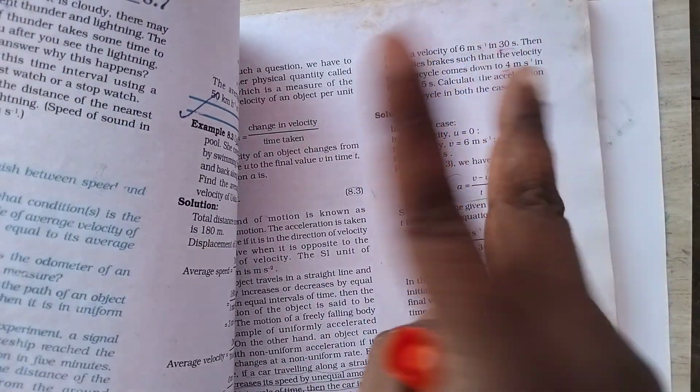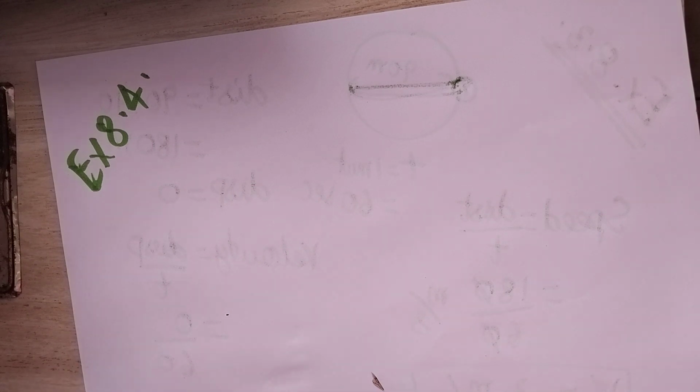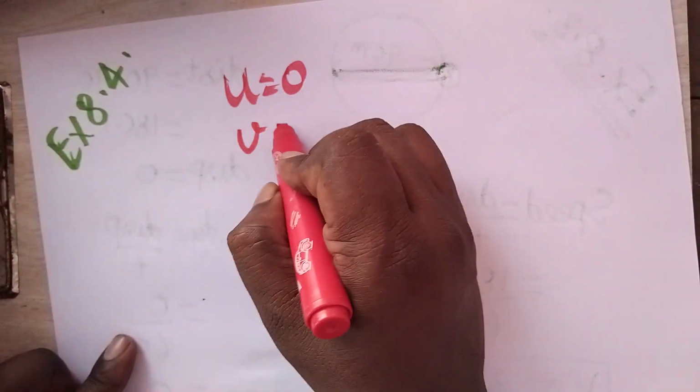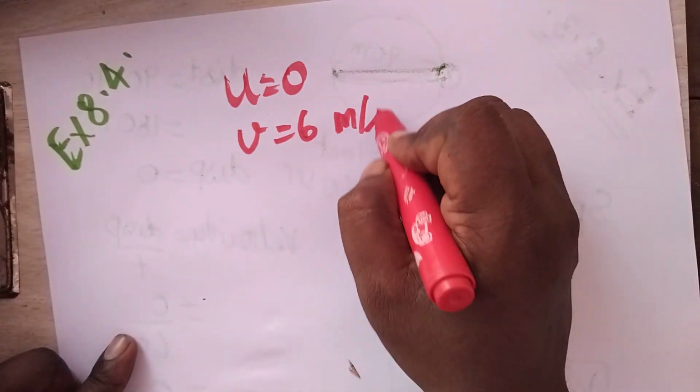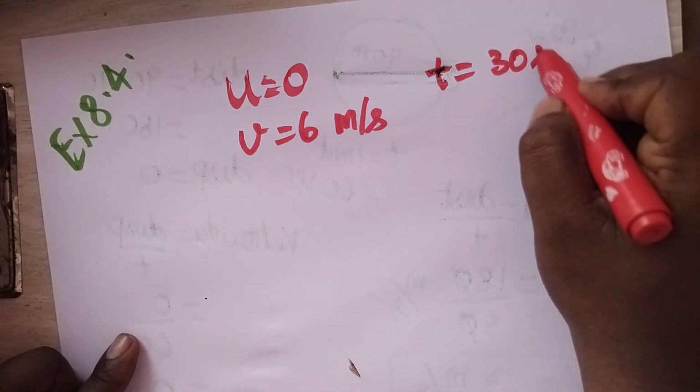Actually this problem is based on two conditions. First we'll solve the first condition, then we'll go for the next condition. So what is given? First condition alone I'm going to do. Start from 0. What is the initial velocity? 0. What is the final velocity? He is reaching 6 meter per second. What time is taken? 30 seconds.